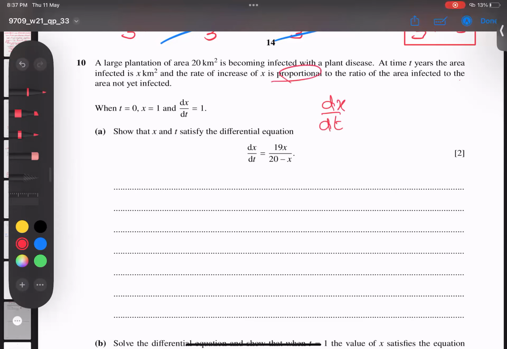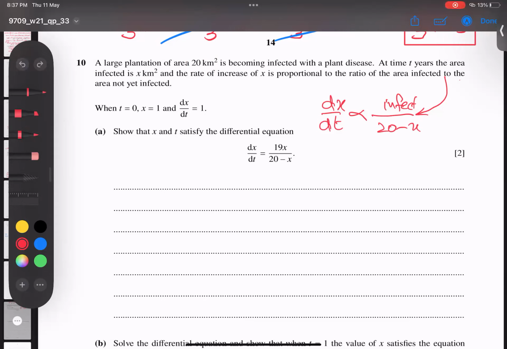Don't forget it. Rate of increase of x, so it means dx over dt, it's matching. So this is proportional. Proportional to what, students? A ratio. What is a ratio? It means division. Ratio of area infected. So here I will write infected area, and to means dividing, to the not infected yet. Yet means from 20, I subtract x. So 20 minus x. Why, sir? Because the infected area is x and the not infected area is 20 minus x. I believe all of you understand what I am saying.